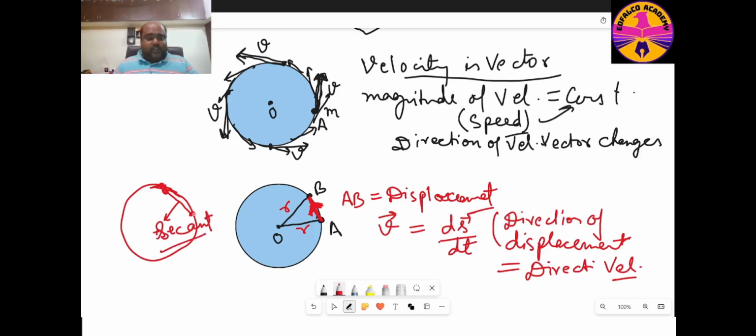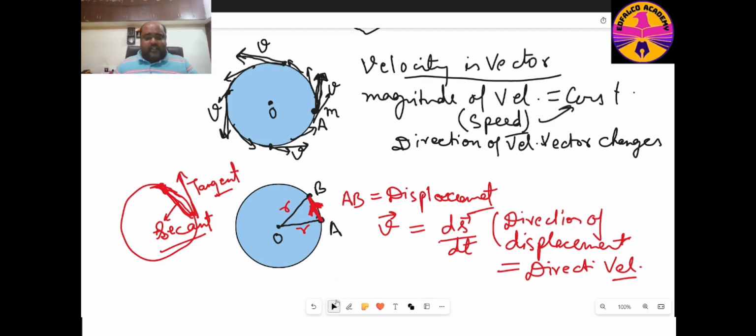Tangent means it is just touching the circle at one point, right? This line is the tangent line. The other line is called the secant line, which actually forms the chord of the circle. So right now, whatever the AB line that you see, which represents the displacement, is basically the secant line or the chord. It is not the tangent. So how come the velocity is tangent?